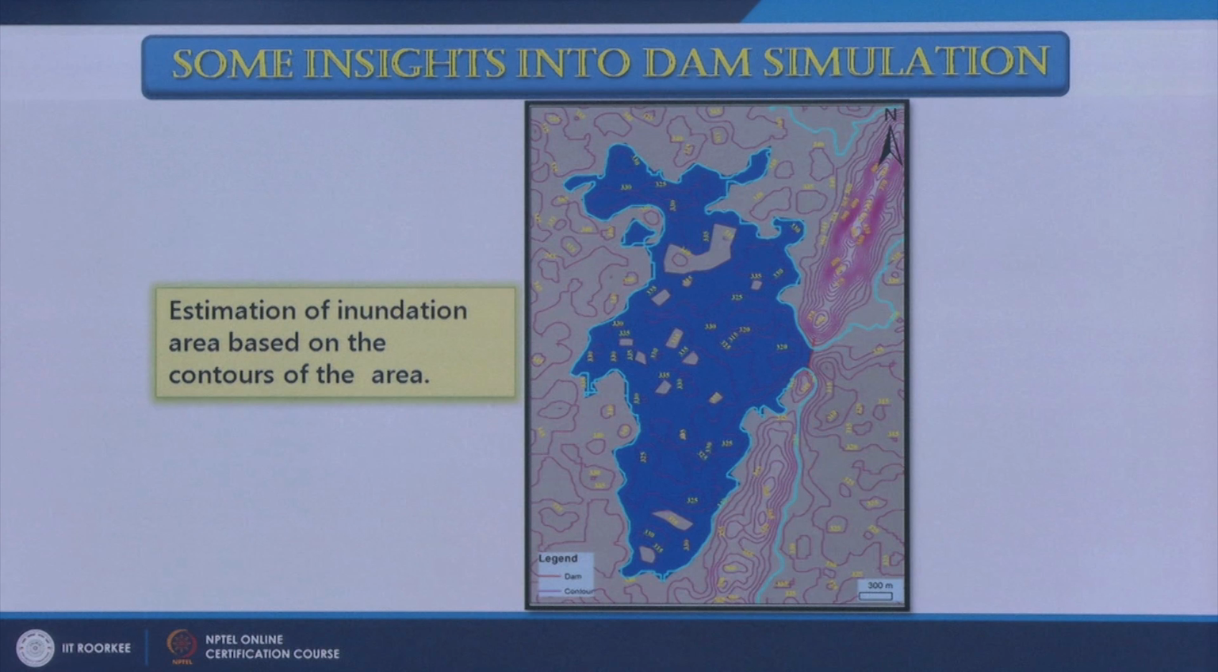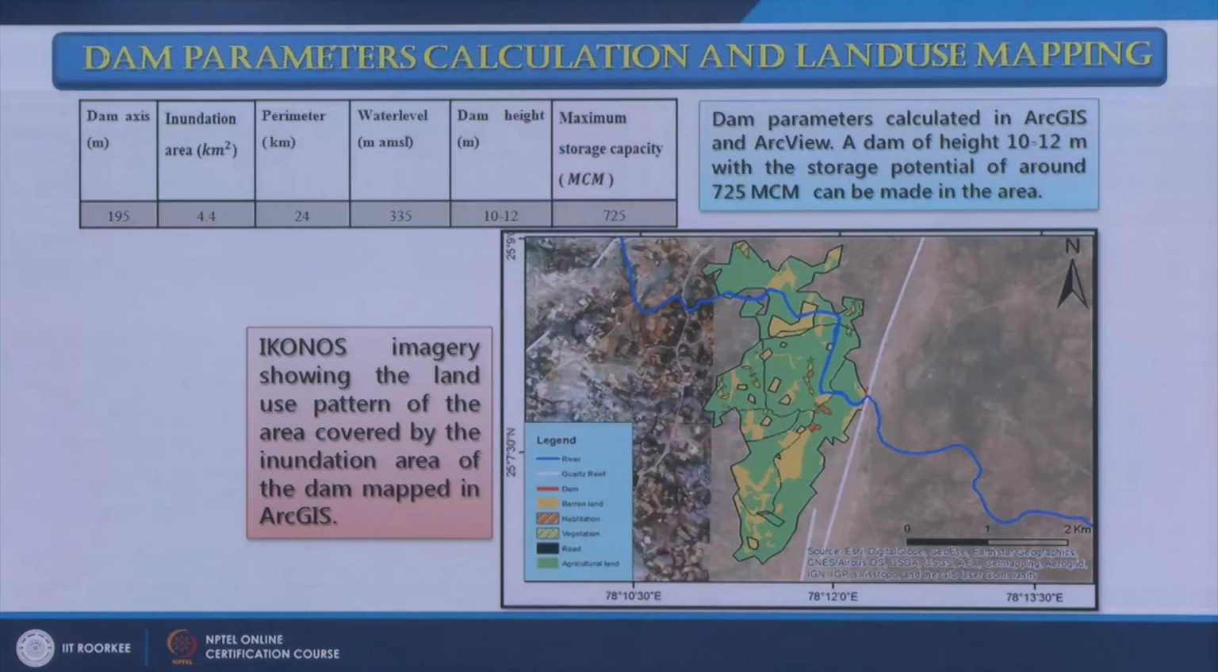And if we extend this further, then we can also know what kind of land use we are going to submerge if we construct a reservoir, and that can also be thought through before deciding the height of the reservoir. So, in this scenario what is the analysis saying? If we keep the dam axis this much, this is the inundated area, 4.4, the perimeter is going to be like this, the water level is going to be like this, the dam height is roughly 10 to 12 meters, and the storage capacity is going to be this much, and these are the land uses which will be submerged.